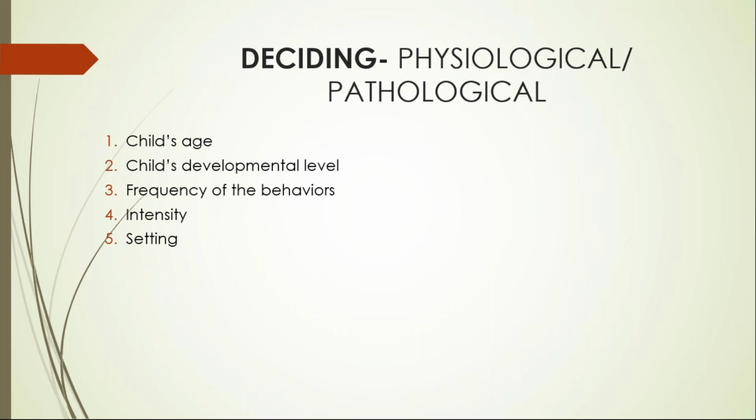Other thing is intensity. What is the severity of the behavior? Is it very severe, a life-threatening sort of situation? And what is the setting? Setting is very important because breath holding spells, when they occur, we need to differentiate from a normal seizure. So setting is in what situation the child has that behavioral disorder. Whether he is upset, whether he is angry, at the peak of his anger, then he is having it. So all that is important, what is the setting at which the child is having the disorder.